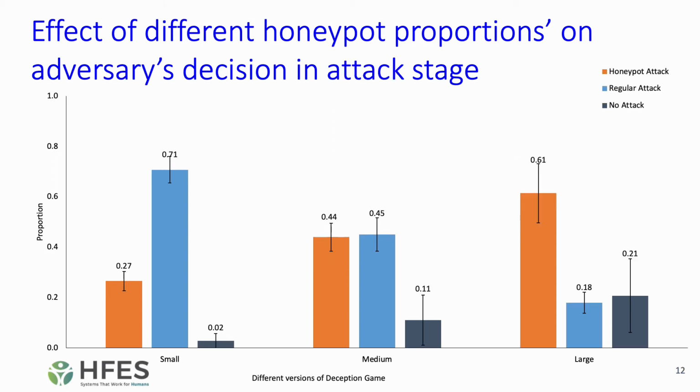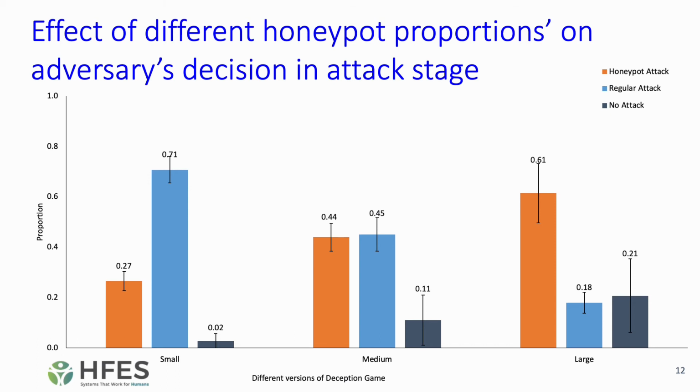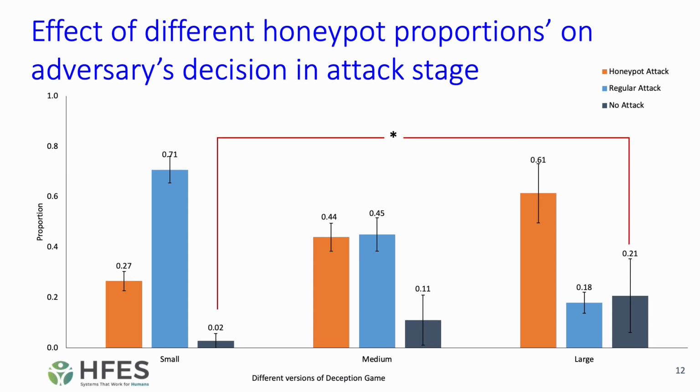Furthermore, these were the results from the attack stage. We found a significant difference in the honeypot attack decisions in the small condition compared to the medium and the large conditions, and also a significant difference in the large condition compared to the small and the medium conditions. Furthermore, the not-attack actions were significantly higher in the large condition compared to the small condition.